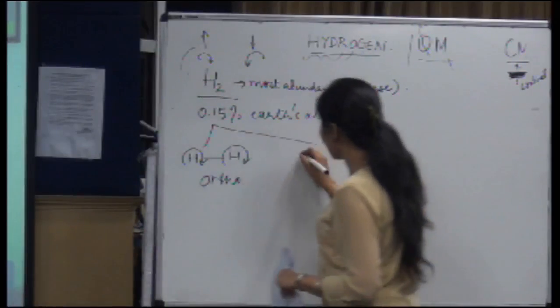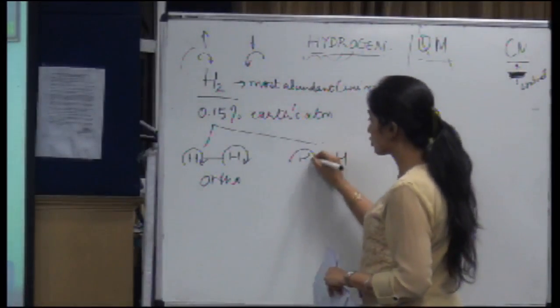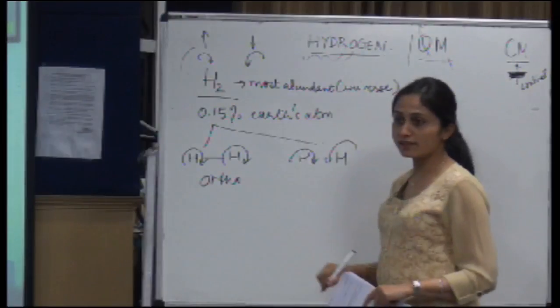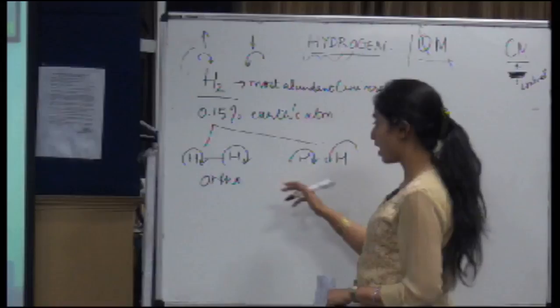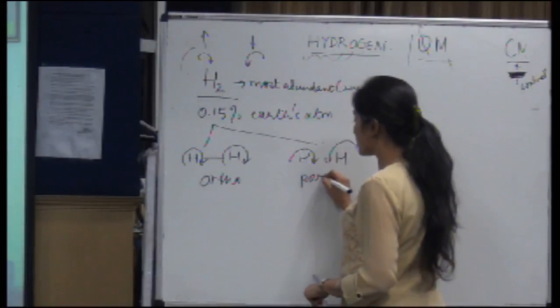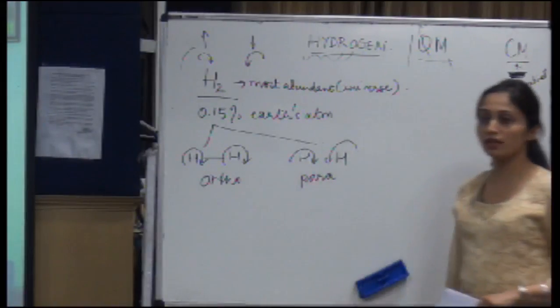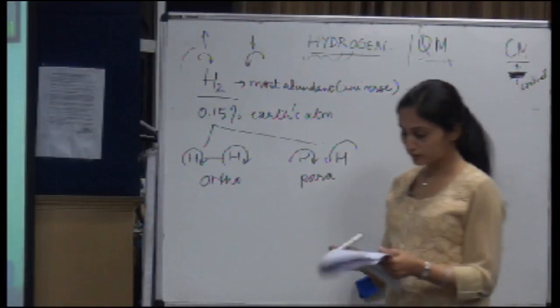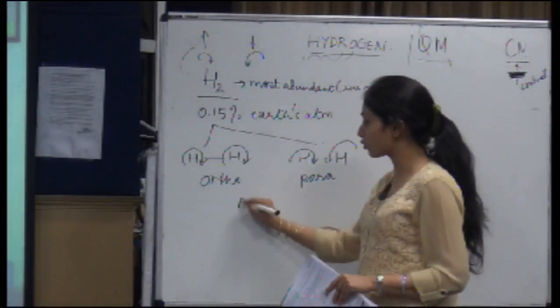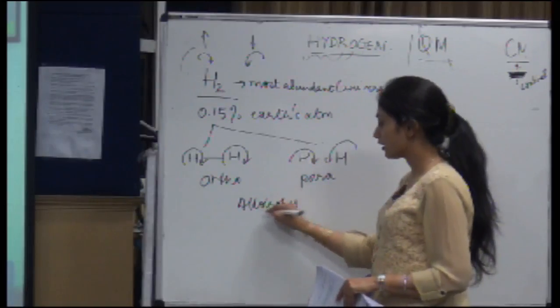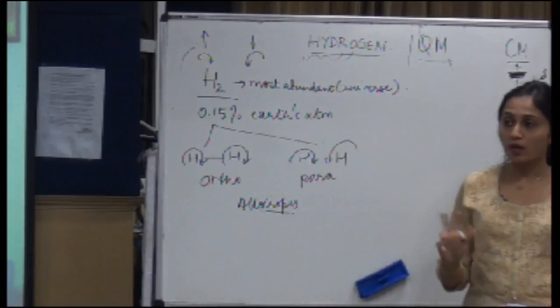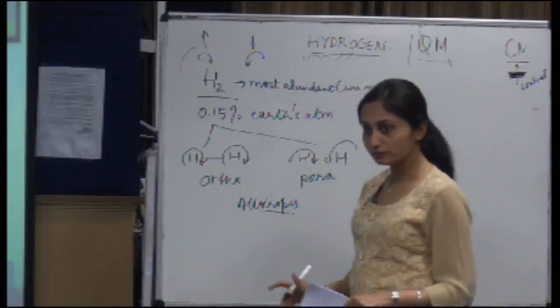This is also an important question from your examination point of view. If they have the same spin, then you call them ortho hydrogen. If they have the opposite spin, then it is called para hydrogen. Both of these are known as allotropes, where there is a difference only in the spin.